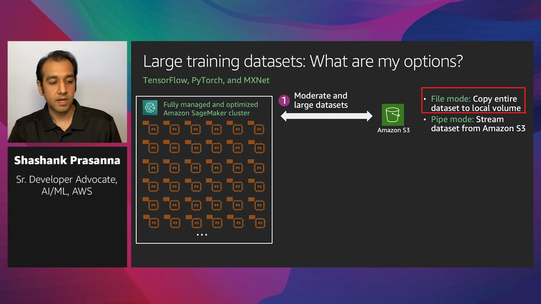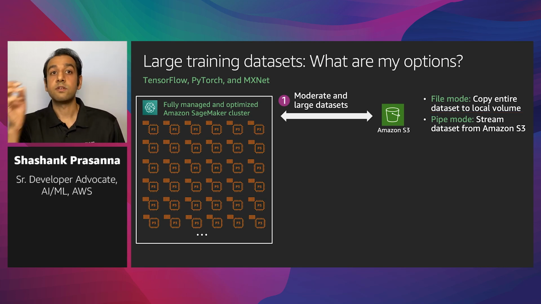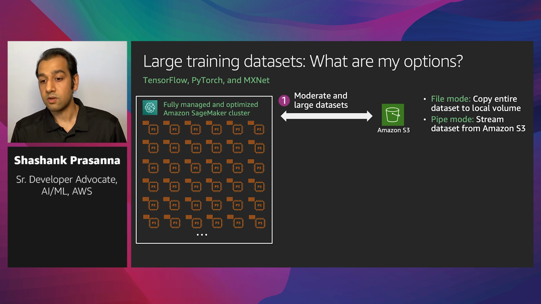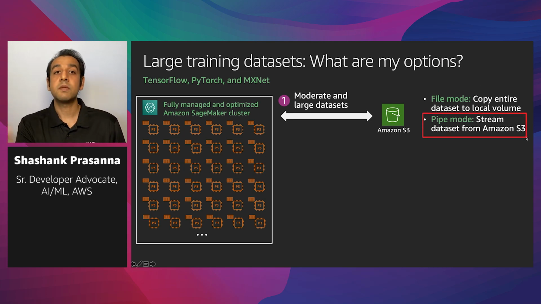If you're doing distributed training or single GPU training, doesn't matter. It'll copy your dataset into the training cluster and then finish training, and fair enough, easy. And if your dataset is so large that it doesn't fit on the training instance, what it can do next is to use something called pipe mode, where it will stream the dataset.